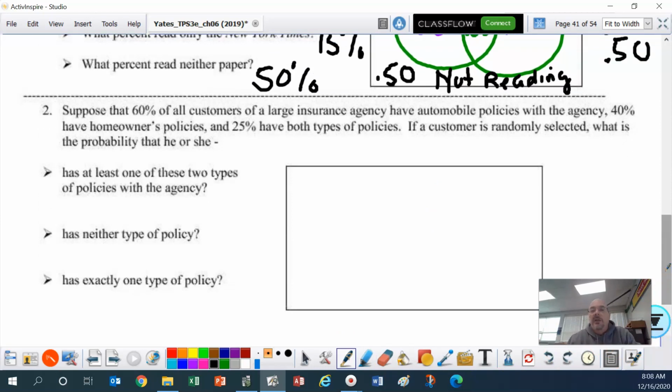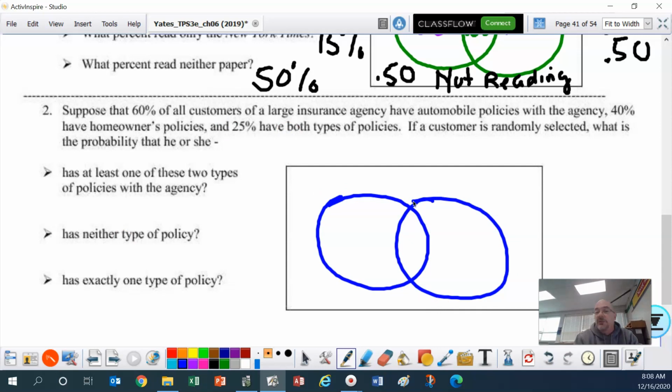Suppose 60% of all customers in a large insurance agency have automobile policies with the agency. 40% have homeowners policies, 25% have both. If the customer is randomly selected, what is the probability that he or she... Okay, I'm always going to start off by drawing my Venn diagram. I'm not even going to read the questions.